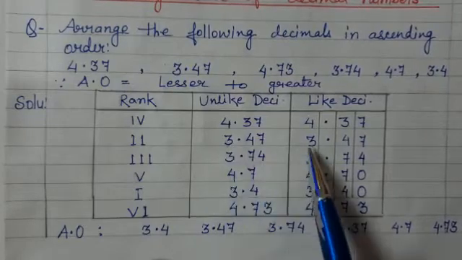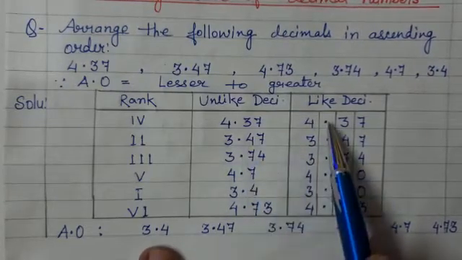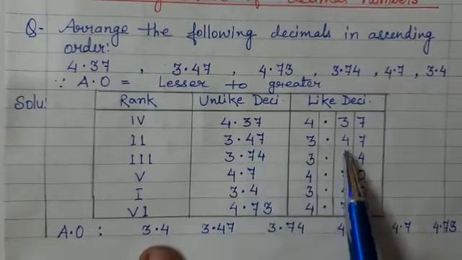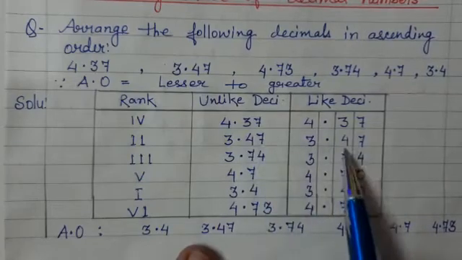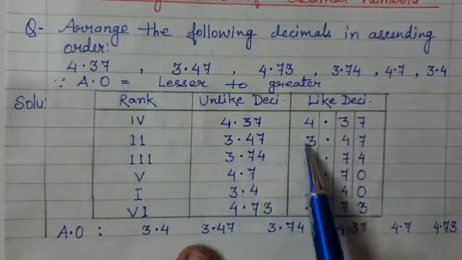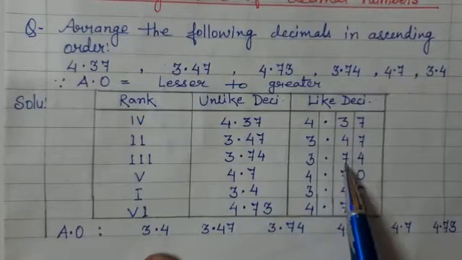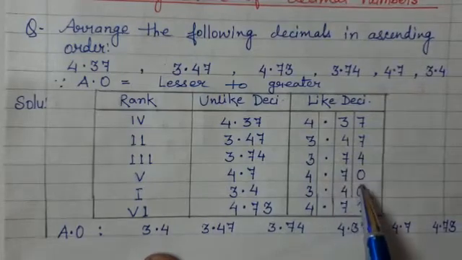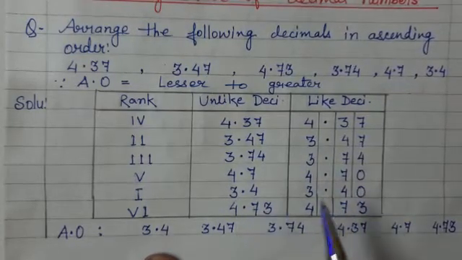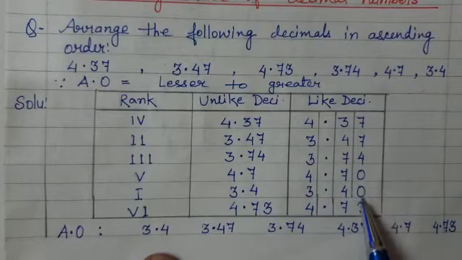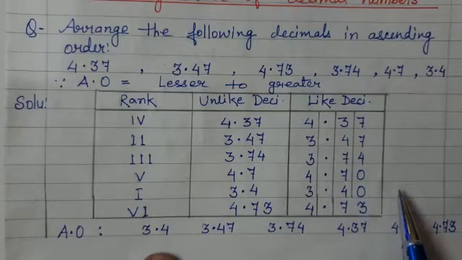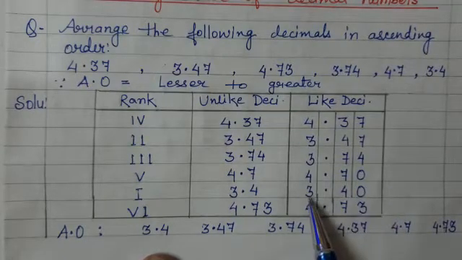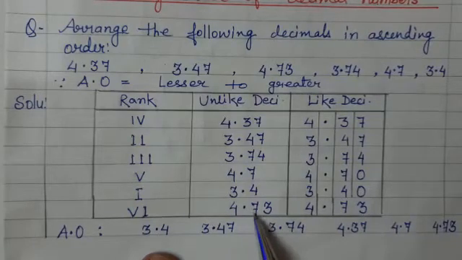3.47. So the integral digit will be written here and the point will be written just below the previous point, and this is the first place digit, first place of decimal. So we have to maintain the column. So 3.47, 3.74, 4.7. And to make it like decimal, we have to include one 0. 3.4. We have to include one more 0 at the extreme right. Remember children, at the extreme right, you can add 0. Okay? Now it is 3.40 and the last number is 4.73.